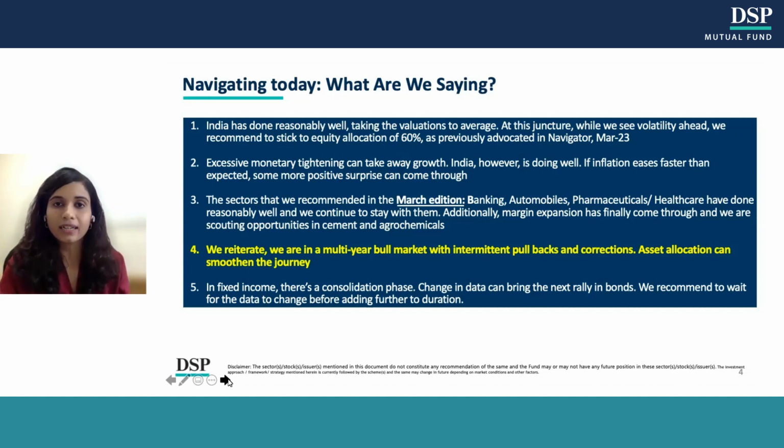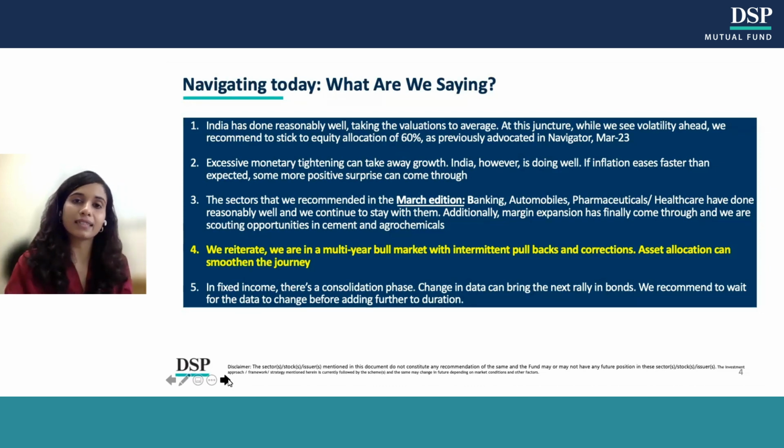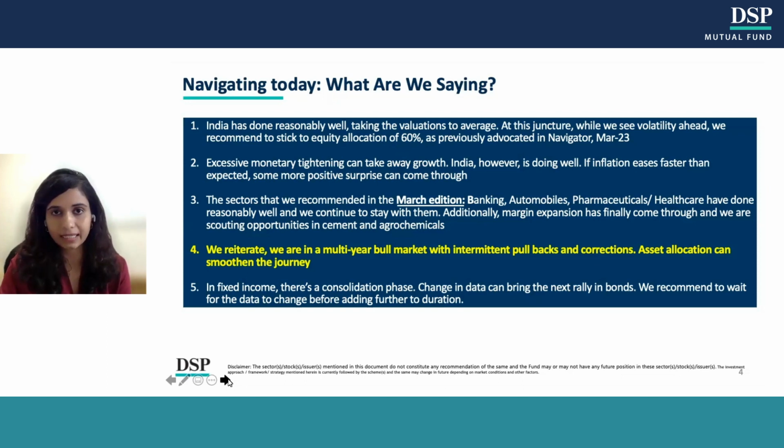As we stand today, there are 5 points that we are making. One is that we do not want to tinker with that equity allocation as of now. We think that the current market, even though is not offering as much valuation comfort as it was offering in March, it's still not so expensive that one needs to exit. So we think that one can stick to the asset allocation of 60% in equity.